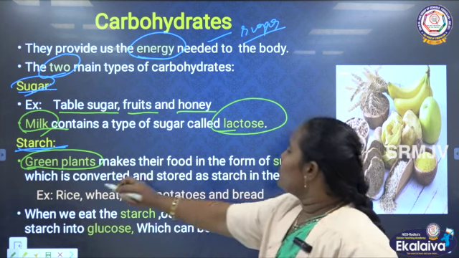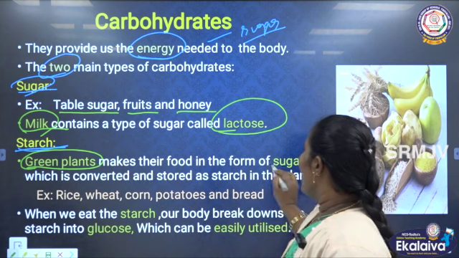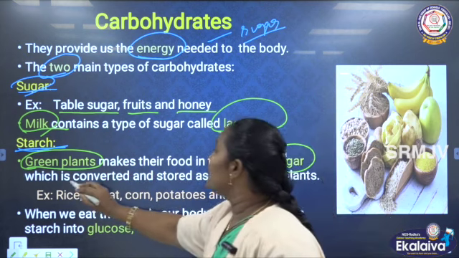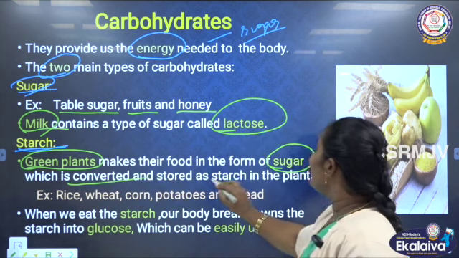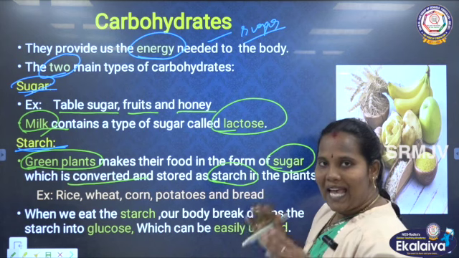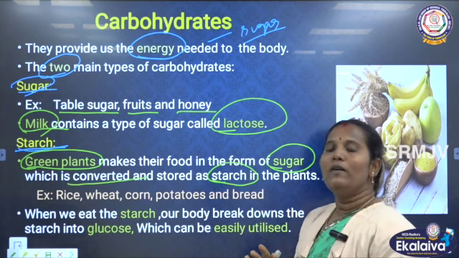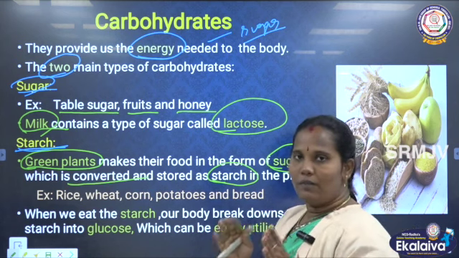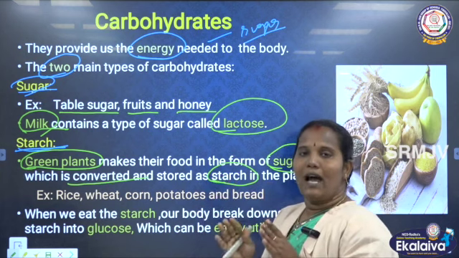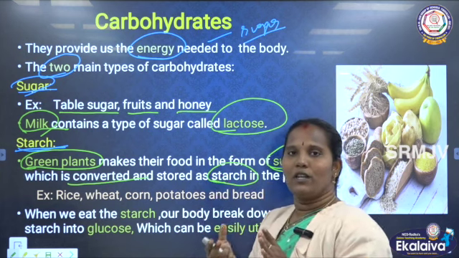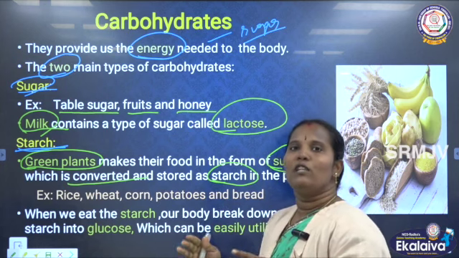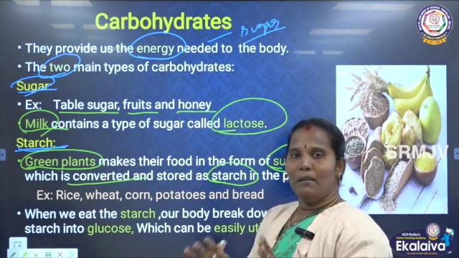See, these green plants make their food in the form of sugar. After that, this sugar is converted and stored as starch in the parts of the plants. Clear? In the same way, human beings also prepare glucose only. After using it, the remaining portion of the glucose is converted into starch, and only then is it stored in their body parts.